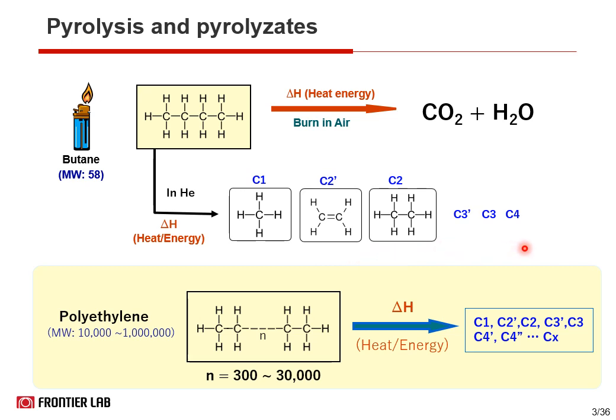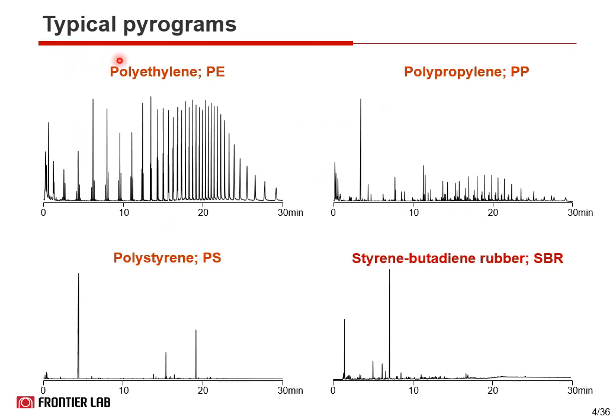How about polyethylene, which has a much higher molecular weight than butane? It is going to break down into smaller molecular structures like butane. Okay, let's look at typical pyrograms of polymers. These are pyrograms of polyethylene, polypropylene, polystyrene, and SBR. A pyrogram is a chromatogram of the pyrolysates obtained by pyrolysis.